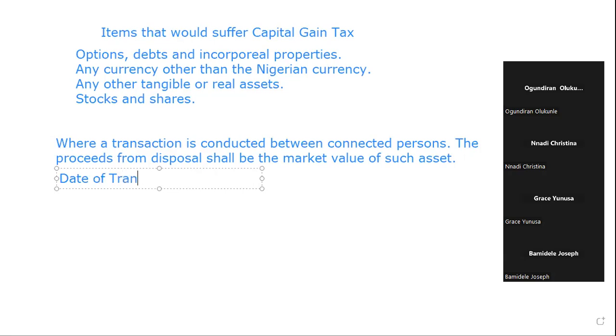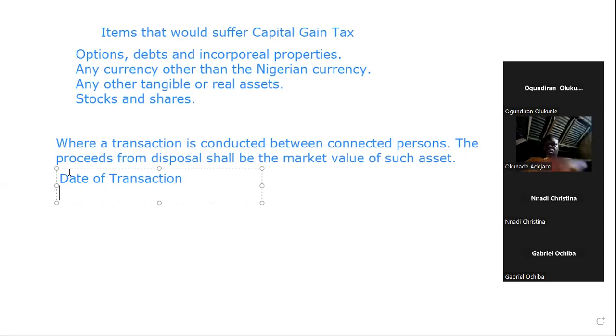Good. Then the next thing we have to look at is, when is the date of transaction? Where a contract is performed, the date of transaction will be the date in which all conditions attached to that contract are performed. Do you understand? The date in which the obligation is performed or the transaction is conducted, or all conditions attached to such contract are met, will be the date at which you consider such asset to be subjected to capital gain tax. Is that fair? Good.